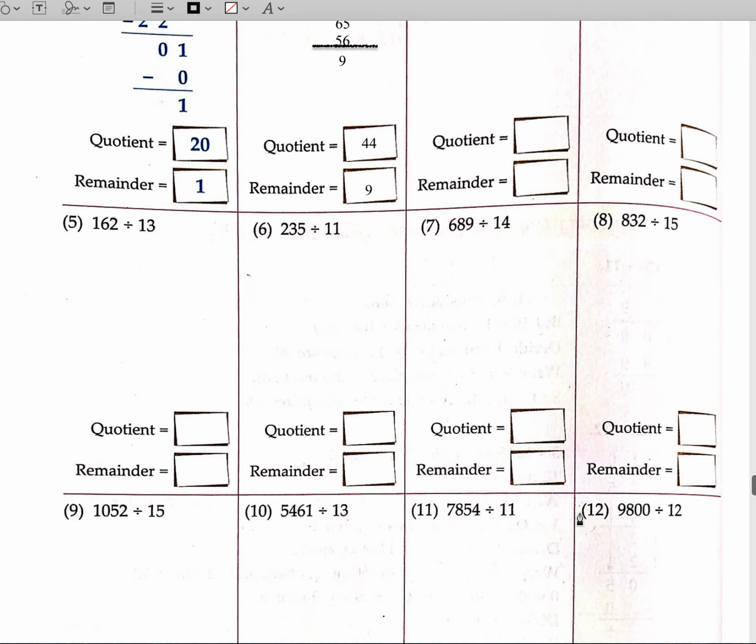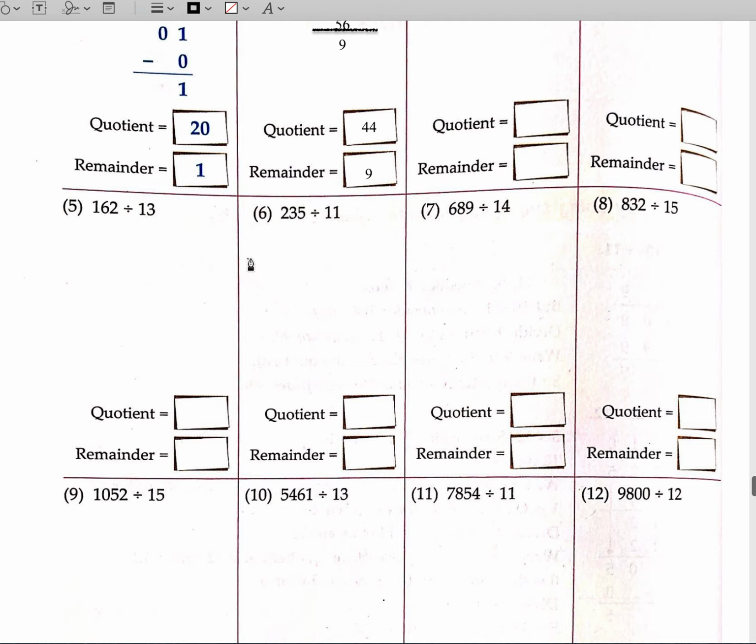Next we will do 162 divided by 13. So let's write the dividend and the divisor. So the dividend is 162 and 13 is the divisor. Now to make 162 into a simpler form, we will write 16 tens, or we could have written 1 hundreds, but 1 hundred is less than 13. So then we will take 16 tens.